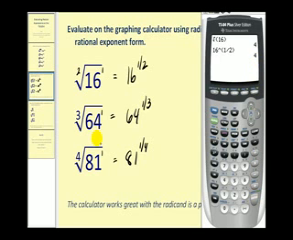The cube root key is located under the math menu, and you can see it would be option 4. Then we type in the radicand, which is 64, press enter. This is also equal to 4. Or we can type in 64 to the power of 1/3, and parentheses 1/3. Of course, the result is the same.